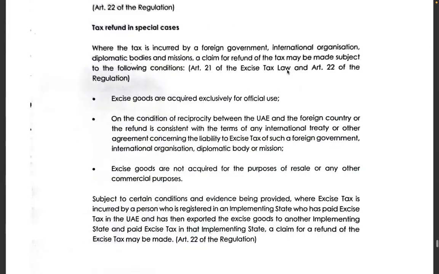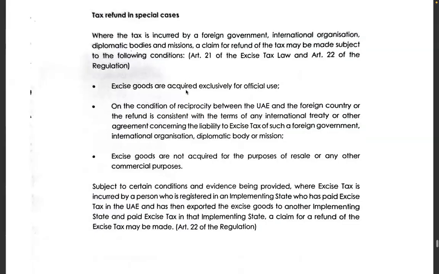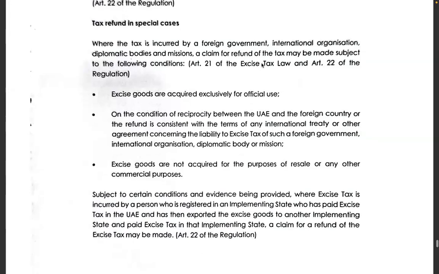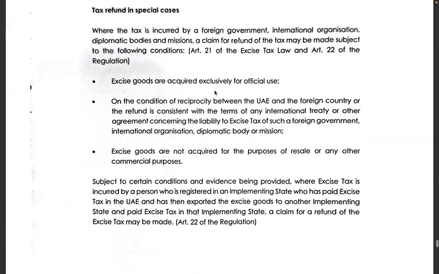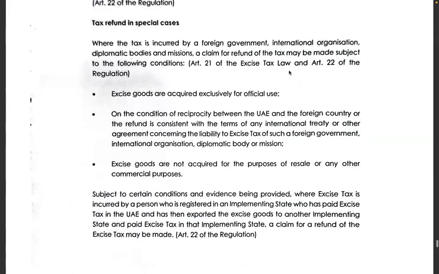Tax refund in special cases where the tax is incurred by a foreign government, international organization, diplomatic bodies, and missions. A claim for refund of tax may be made subject to the following conditions. So what are those conditions? Basically, we are talking about diplomatic, government and international governmental entities. Excise goods are acquired exclusively for official use. So it may be a diplomatic mission, foreign government, etc., maybe an international organization.